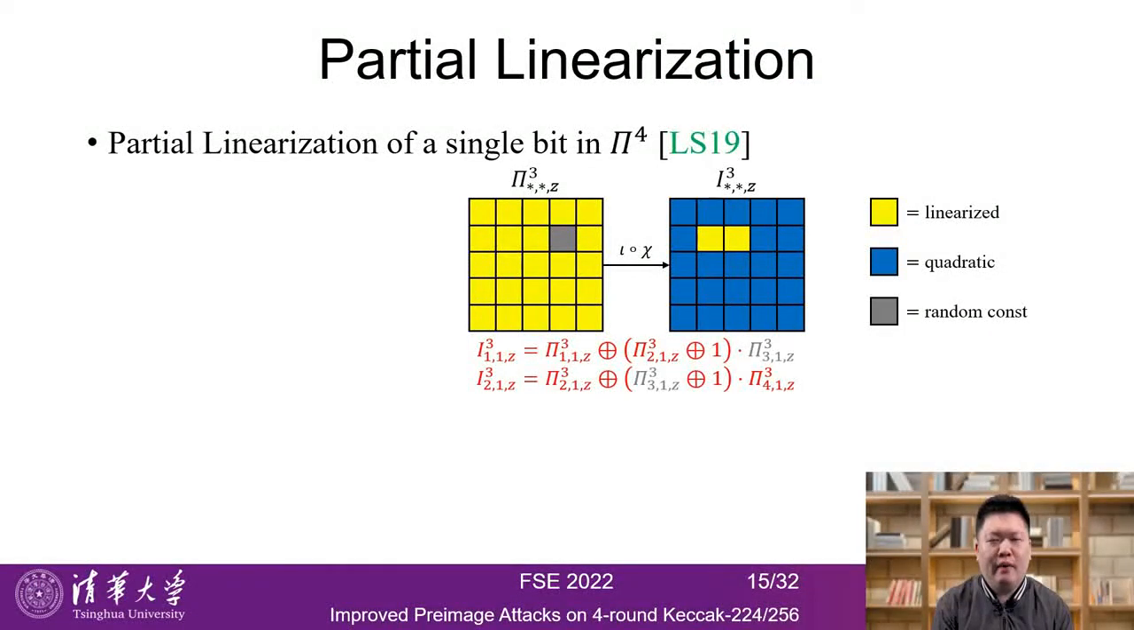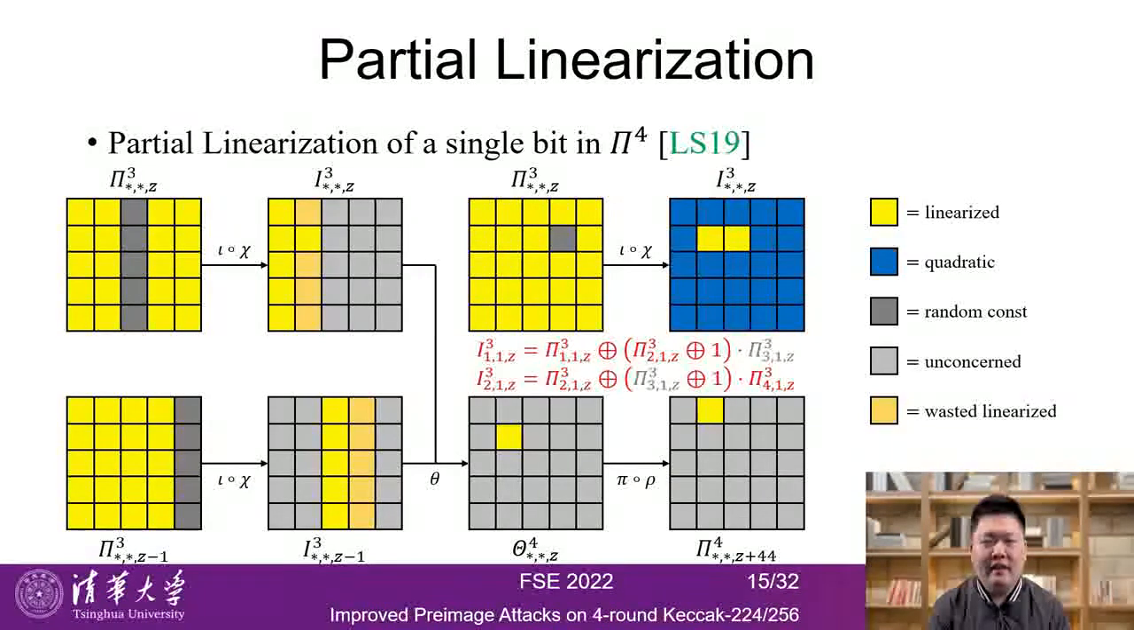After linearizing state pi third, we can continue on partial linearization. First, we need to understand the effect of one constant in pi third. Each constant in the 1600-bit inner state can linearize two neighboring bits on its left. Like the example in the figure, the constant of pi third 31z can linearize chi third 11z and chi third 21z. Then, since the target bit in pi fourth comes from the sum of 11 bits in chi third, and among these bits only two are neighboring, it is easily known that the partial linearization of a single bit requires at least 10 constants, as shown in the figure.